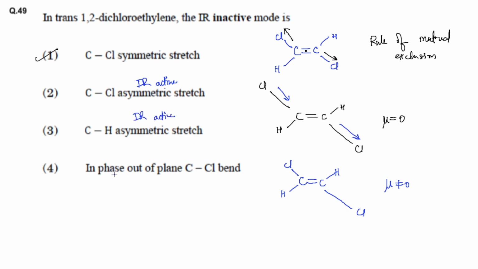Similarly, the last one says in phase out of plane carbon chlorine bending. So you are bending the bond. Okay, in phase out means one chlorine you are taking out of the plane, and the other one you are pushing inside the plane. So overall, you are changing the dipole moment of the molecule, right? Because the molecule will no longer be planar. So there will be some change in the dipole moment. So it is again going to be IR active.